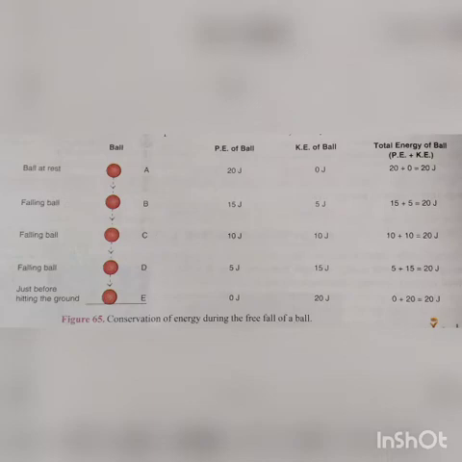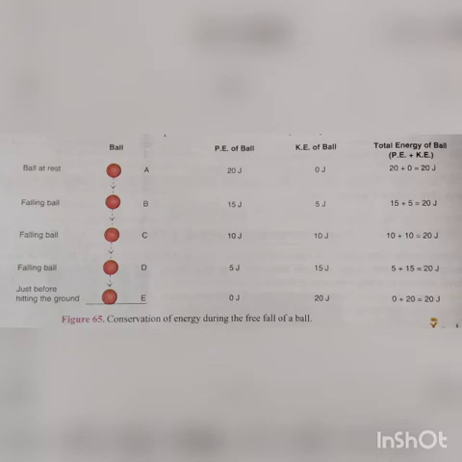Suppose it has potential energy of 20 joule, but the kinetic energy is 0. So the total energy of the ball at position A will be 20 plus 0 equals 20 joules, students. Now the ball falls down and reaches point B. It has lost some potential energy, which changes to 15 joule, and kinetic energy increases to 5 joule. Then also, students, the sum of potential and kinetic energy will be 20 joule, that is 15 plus 5 equals 20 joule.